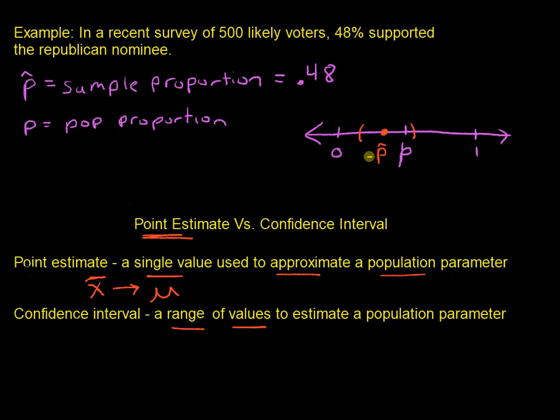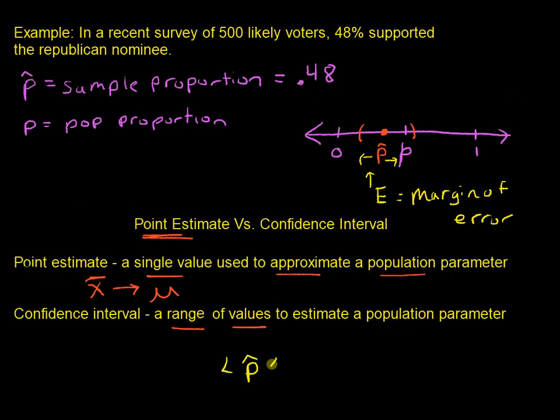Then what we do is we go a certain amount to the right and a certain amount to the left, and we create some sort of interval. Actually, that amount that we go is called the margin of error, which is E. So, margin of error.